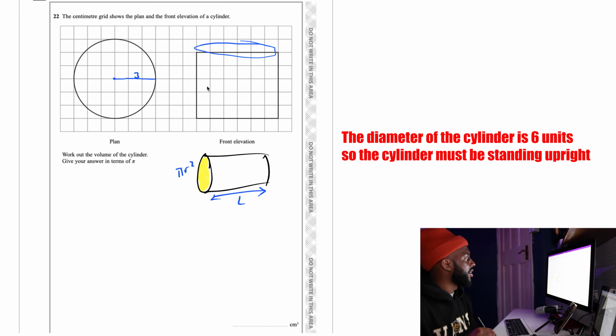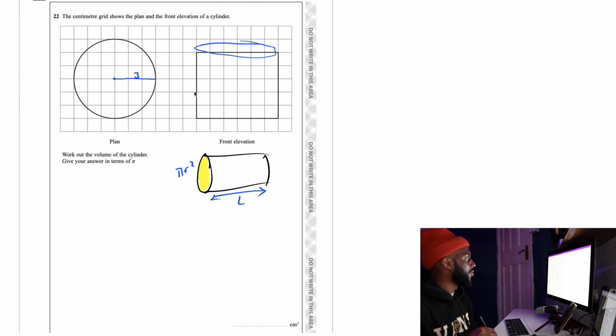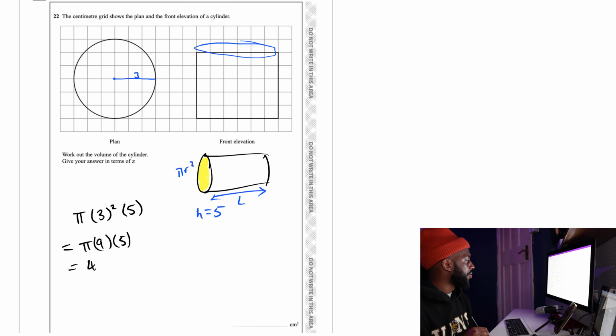Standing upright, kind of like that. So it's going to have a height of 5. Okay, so work out the volume of the cylinder. So it's going to be pi 3 squared, and then its height is 5. So then we times it by 5. So we simplify that down a bit. 3 squared is 9. Still need to times the 5. So 9 times 5 is 45. So we put 45 pi, and that's it.